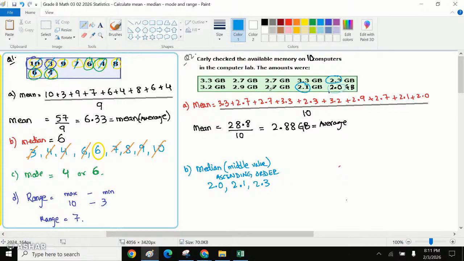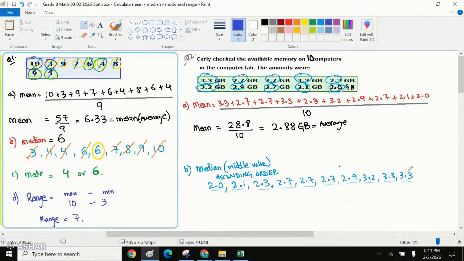Then after 2.3, we have 2.7. How many times? 3 times. We have 2.7, 2.7, 2.7. Then we have 2.9. Agreed? Then we have 3.2 and 3.3 twice. Okay. But more convenient is to count the values: one value, two values, 3, 4, 5, 6, 7, 8, 9, and 10. Because sometimes we might make an error and skip a value. So it's better to count.